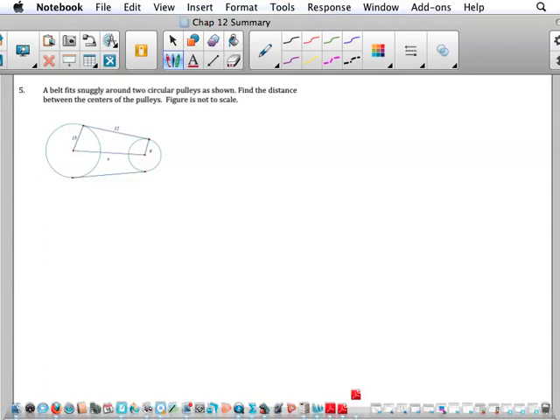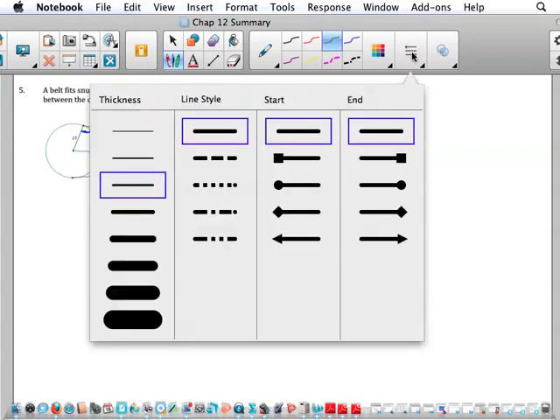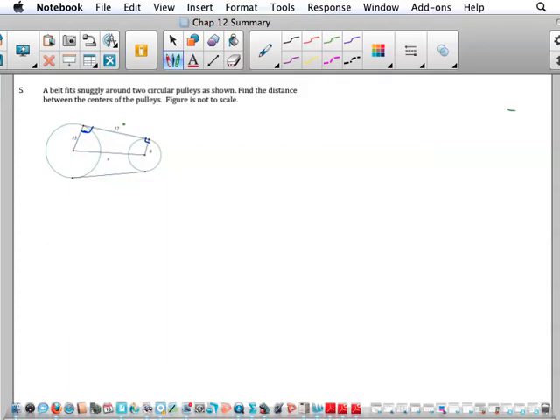Number 5, we saw this early in the chapter. It says a belt fits snugly around 2 circular pulleys as shown. So these are tangent. Find the distance between the 2 center pulleys. So I have a right angle here and a right angle here. Remember, the trick to this problem was to draw that line parallel. That line is parallel to the line connecting the 2 centers. So we're actually looking at this right triangle.